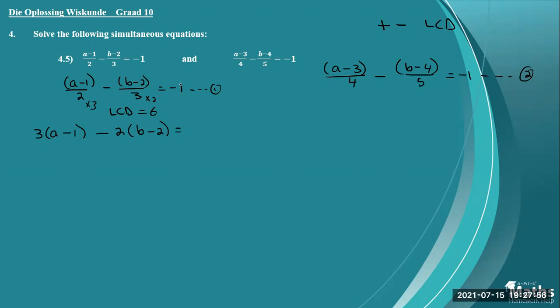Many pupils forget the whole number. Please don't forget it. It's actually like 1 over 1. So you have to say 1 times 6, and negative 1 times 6 is negative 6. So 3a minus 3 minus 2b plus 4. I'm just going to simplify it like this. I owe 3 and I have 4, so it means I have 1. And take it over, so it's -7.